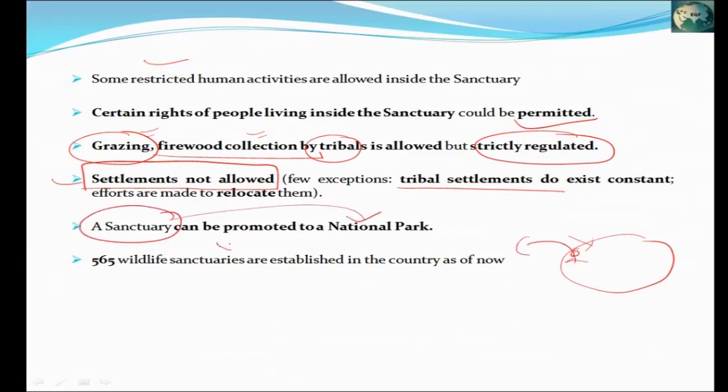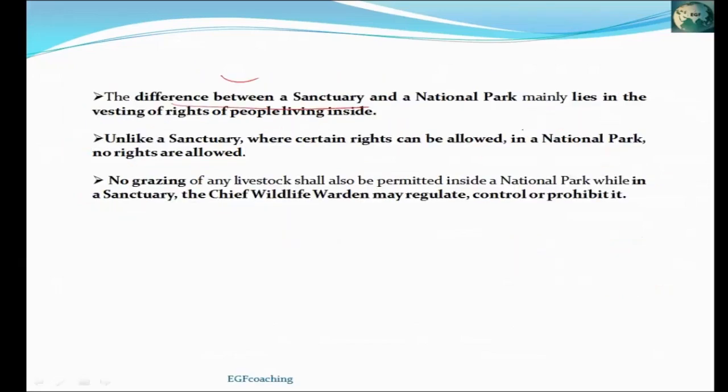A wildlife sanctuary can be promoted to national park so that its protection level can be increased. Currently, there are 565 wildlife sanctuaries. So the difference between national park and wildlife sanctuary lies in the rights of people. It means people don't have rights inside a national park, but inside a wildlife sanctuary, they have been given rights up to some extent.